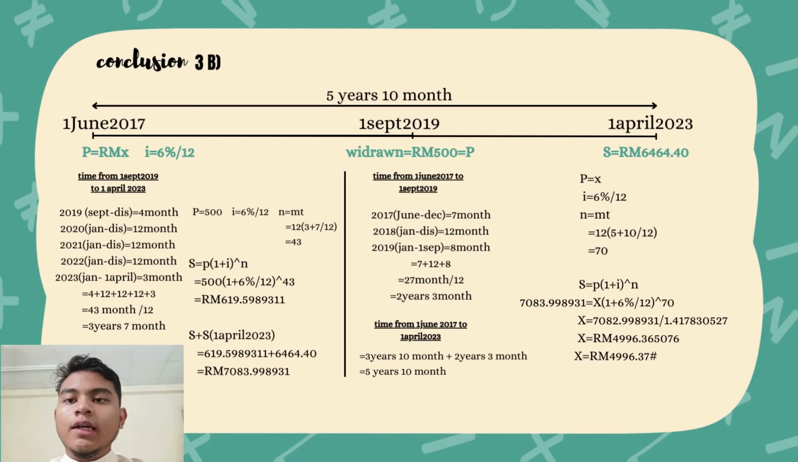3B, we need to find the amount of the S. First up, we need to compound the amount that was withdrawn, 500, and add it with the amount at 1 April 2023. So we need to find the time from 1 September 2019 to 1 April 2023, which is 3 years and 7 months.